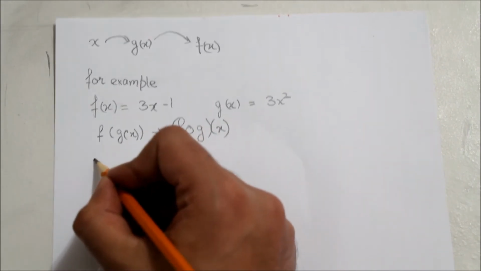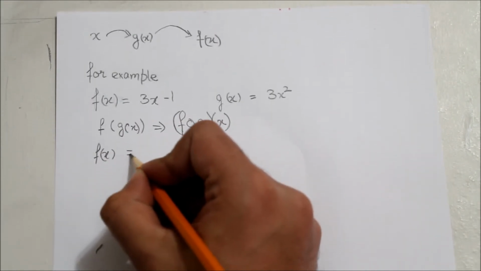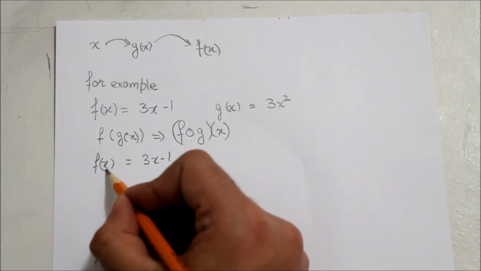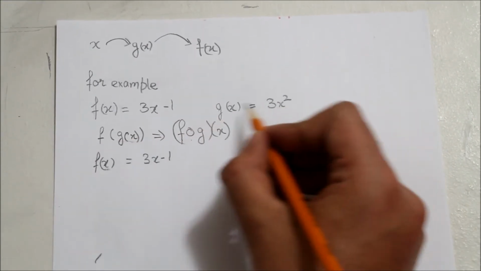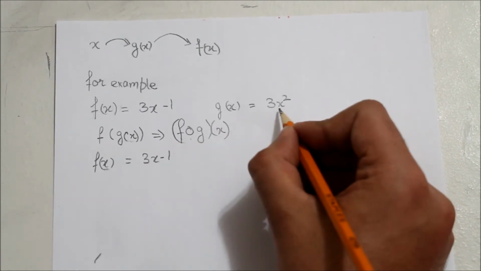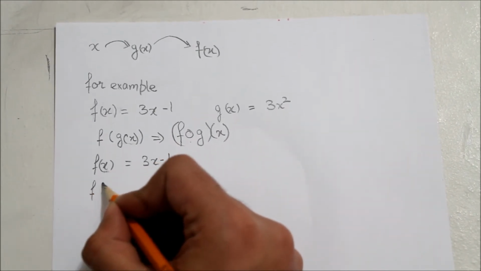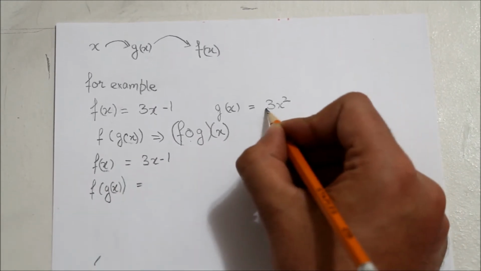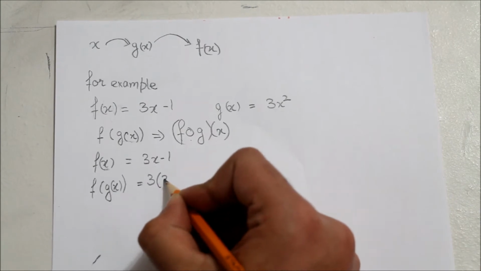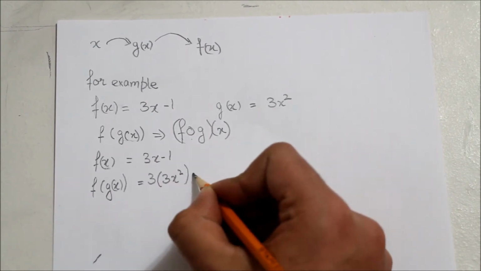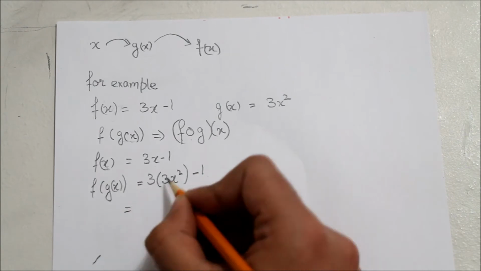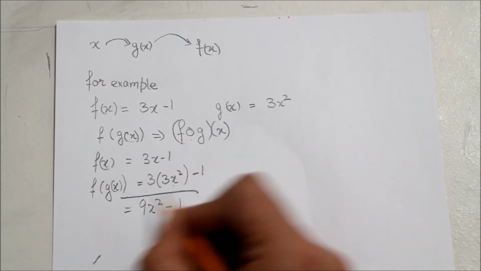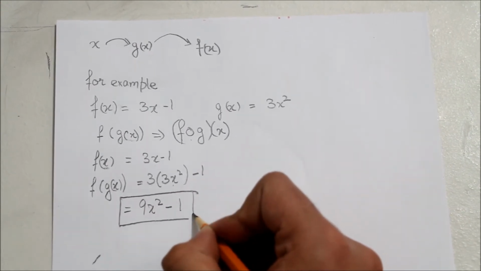So we're going to write f of x equals 3x minus 1, and now in place of x values we're going to put g of x values. So what is g of x? g of x is 3x squared. So f of g of x equals, in place of x we put this, so 3 times 3x squared minus 1. And we'll get 3 times 3 equals 9x squared minus 1. This is our f of g of x value.